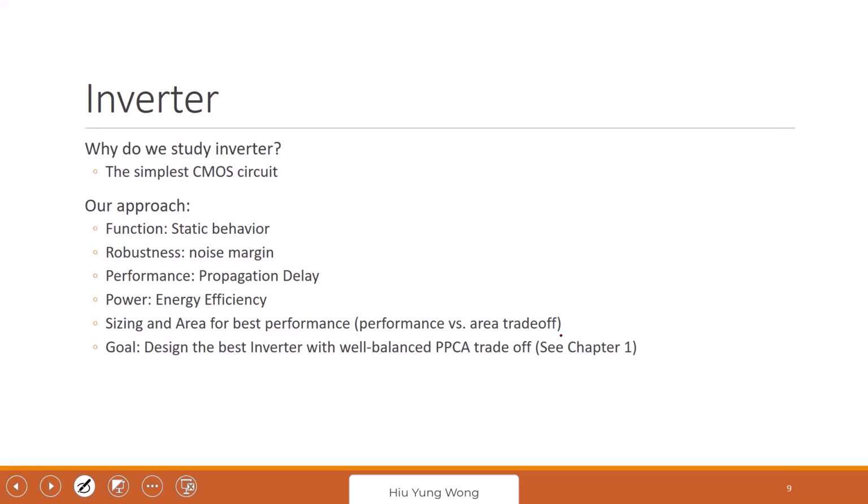Now, when we do this inverter, we will learn about the static behavior. What is the meaning of static? It means that the ramping time is infinity. You do it very slowly, so you don't have capacitive effect. Okay, we learned that already.